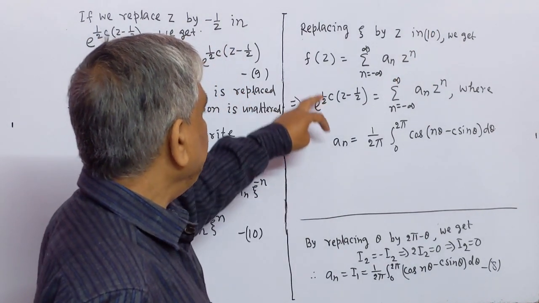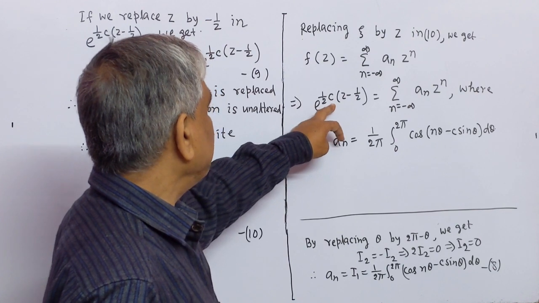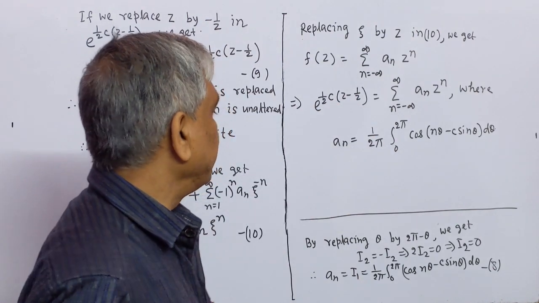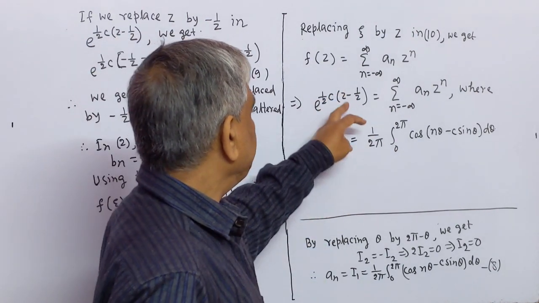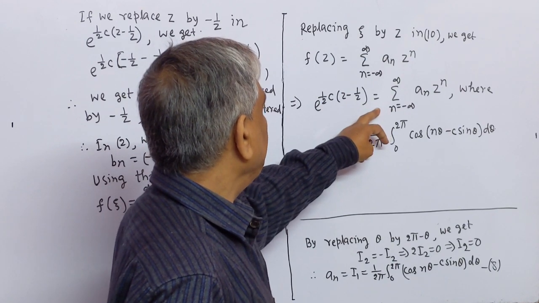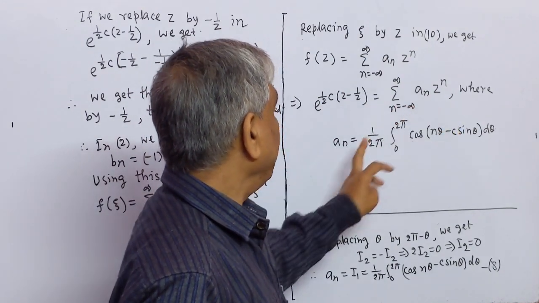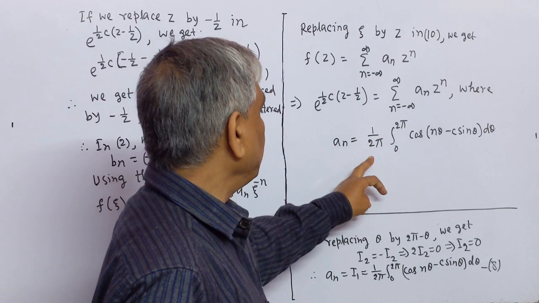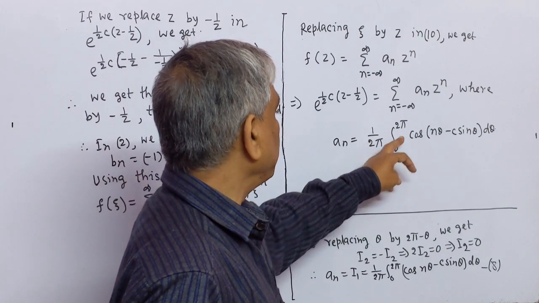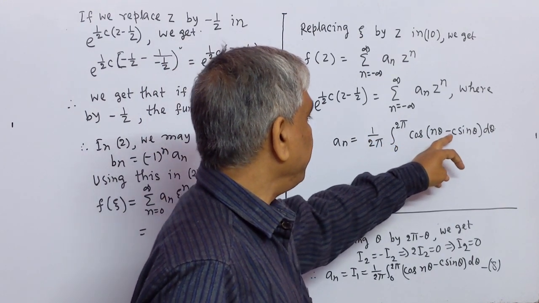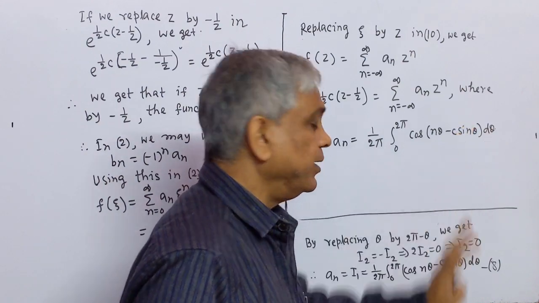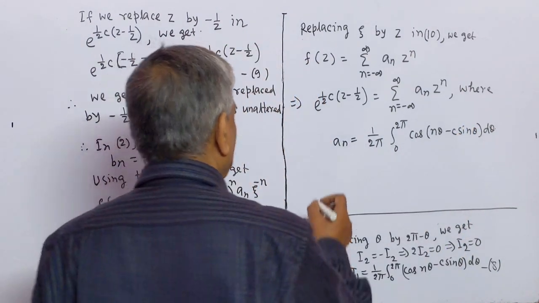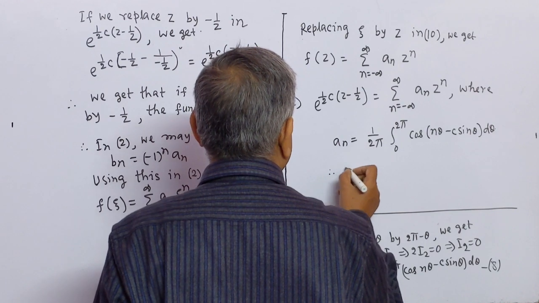Since f(z) is e^(½c(z - 1/z)), so we write this on the left side and the right side be the same, where aₙ = 1/(2π) ∫ from 0 to 2π cos(nθ - c sin θ) dθ. Therefore, our problem is solved.